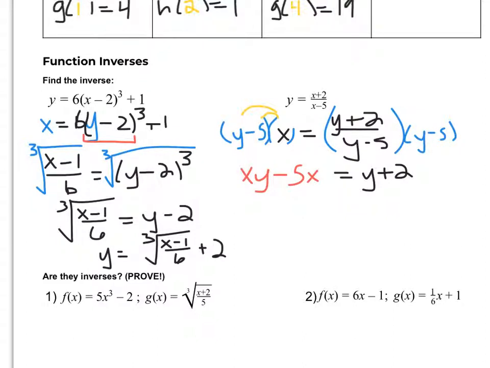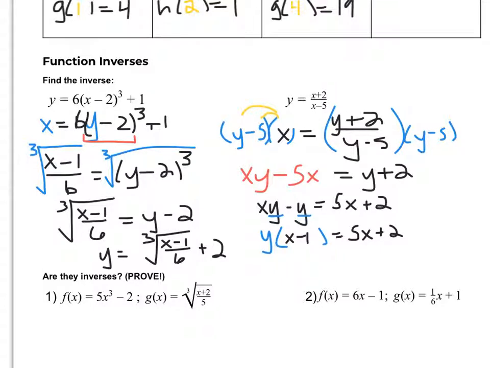Our next step is to get all the y's on one side and everything that doesn't have a y on the other. So I'm going to leave xy, but subtract the 1y over, add the 5x over. Believe it or not, we're almost done at this point. The whole point of moving the y's on the same side is so that I can factor out the y, which would be left with x minus 1 equals 5x plus 2. And then we're going to divide by x minus 1, what I factored, on both sides. And I'm going to be really lazy right now and just circle that answer. Ding!